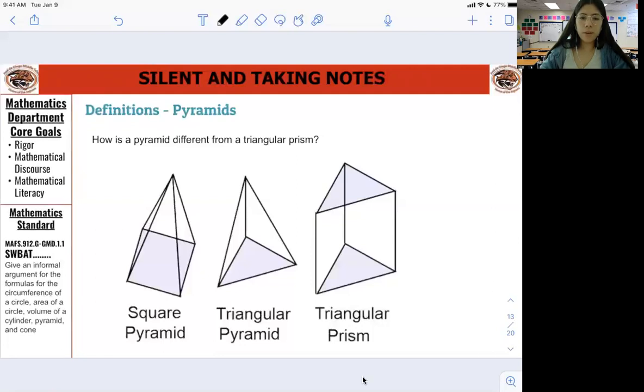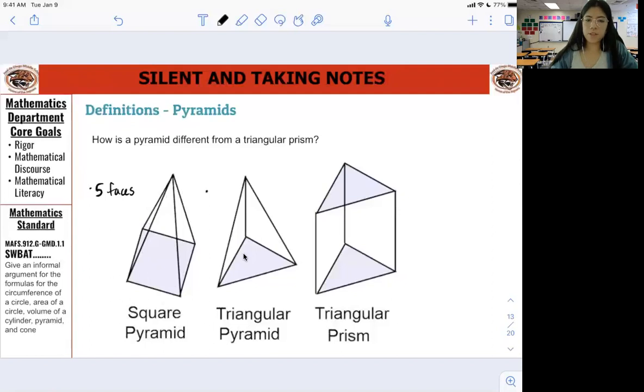Good. The square one has more faces. That's very true. So square pyramid, how many faces does it have in total? 5. Good. The triangular ones both have triangles. Yep. So actually square pyramid also has triangles because each of the faces is also a triangle. So I'm going to start writing this down. 5 faces.